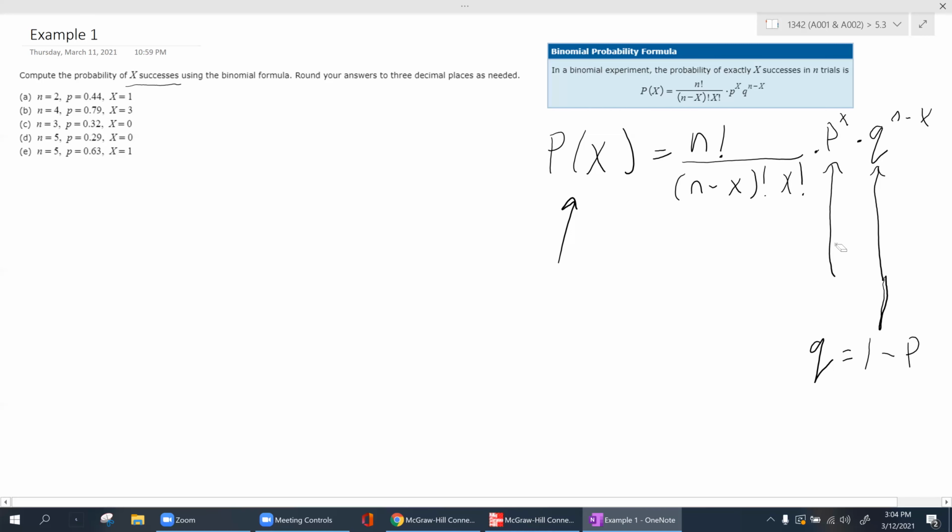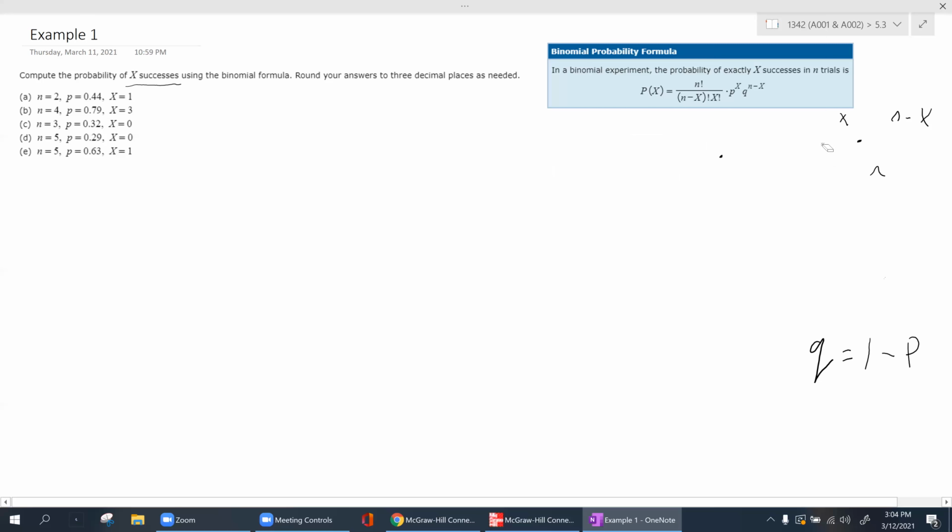So let's go ahead and get started. One thing I'm going to do, because we'll need to find Q, is leave that on the top right. For part A, they want me to compute the probability of one success using the binomial formula. Round your answers to 3 decimal places.